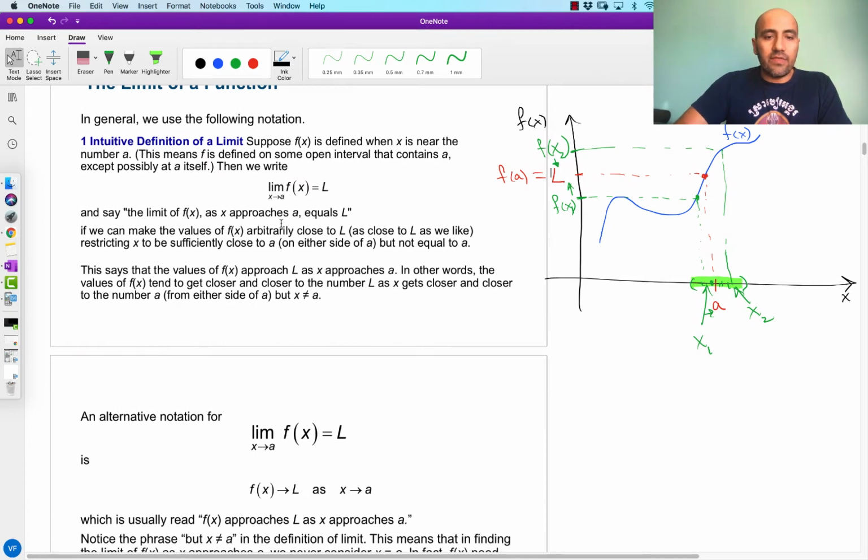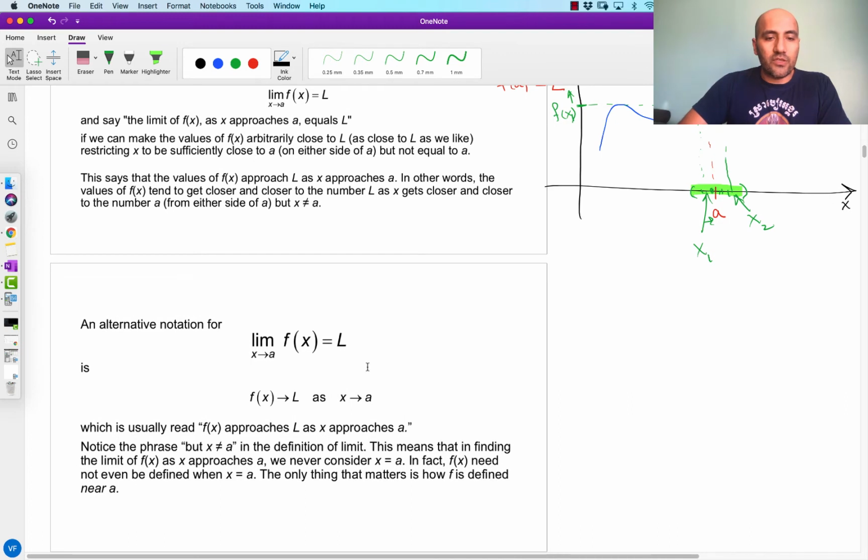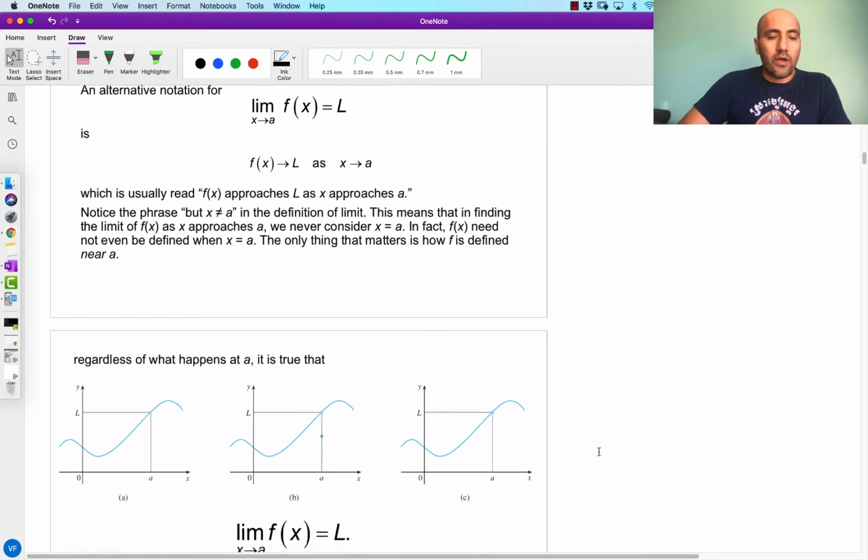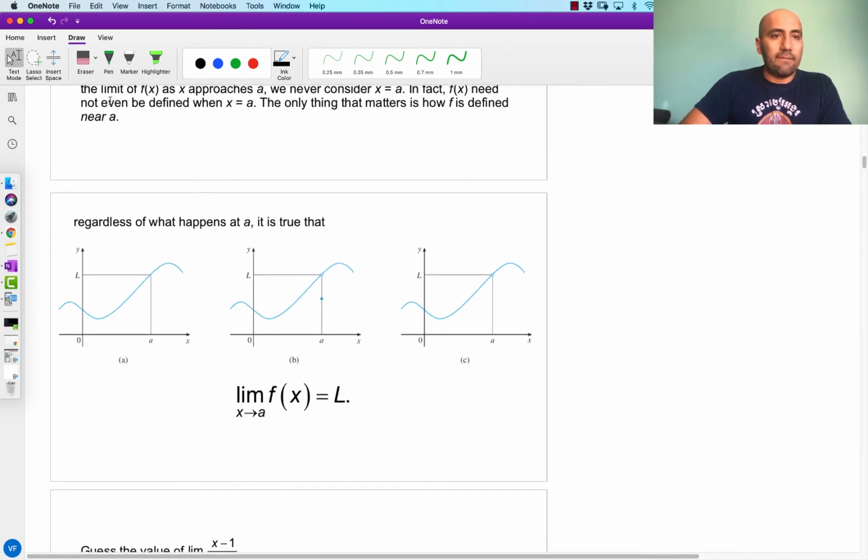Alternatively, instead of this notation, which is a very popular notation, another very popular notation is to think of it this way: that f of x approaches L as x approaches a. Right? The f of x will approach L as x approaches a. Okay, so here are some graphs that will depict that.